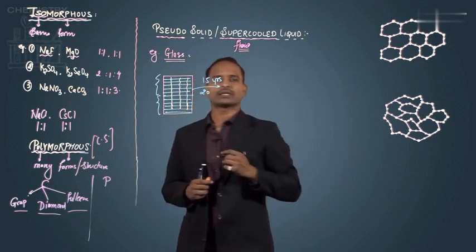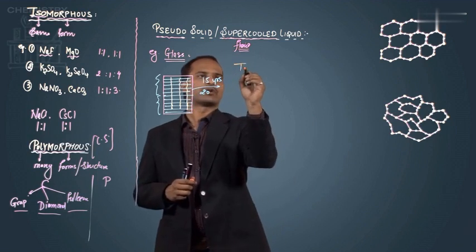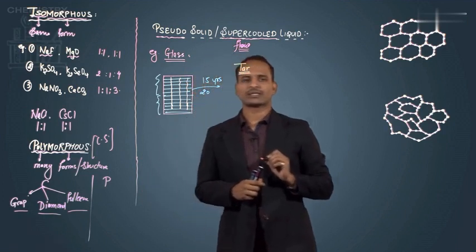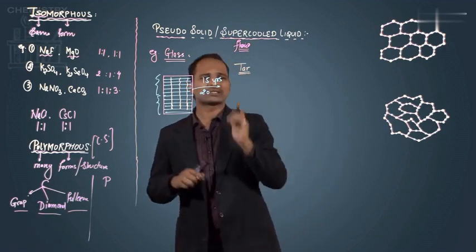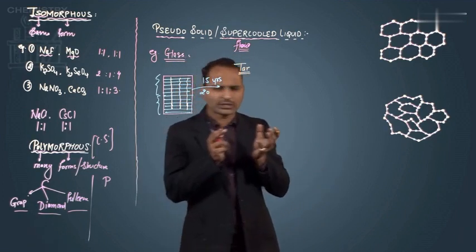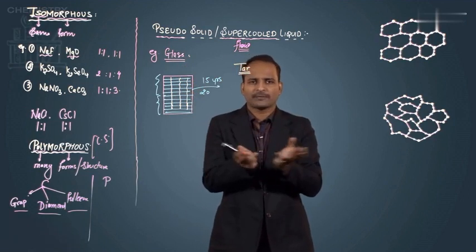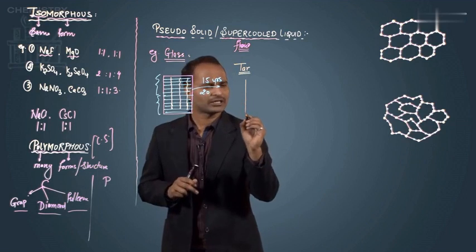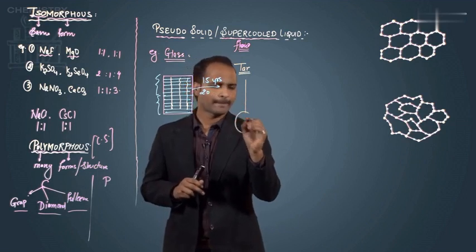Another example, I can say, is the tar which we use for making a road, that is pitch. The tar is also considered as an amorphous solid. Simply I can say, suppose I took a spherical shape of tar. I took it as a spherical shape, and you suspend it with the help of some wire.